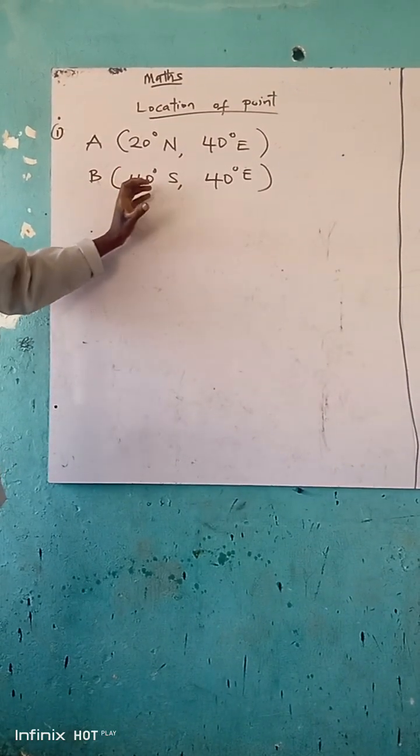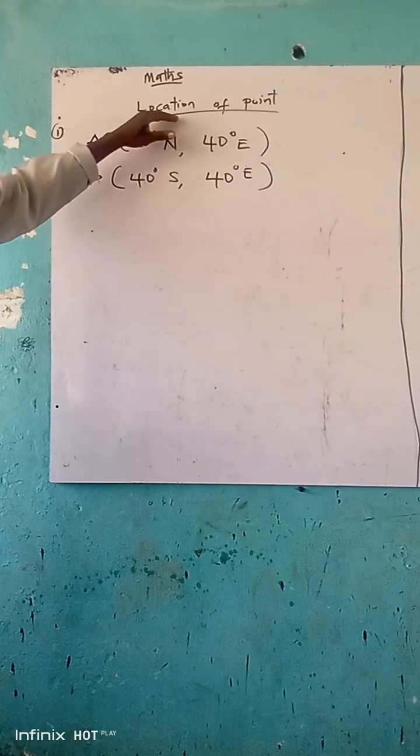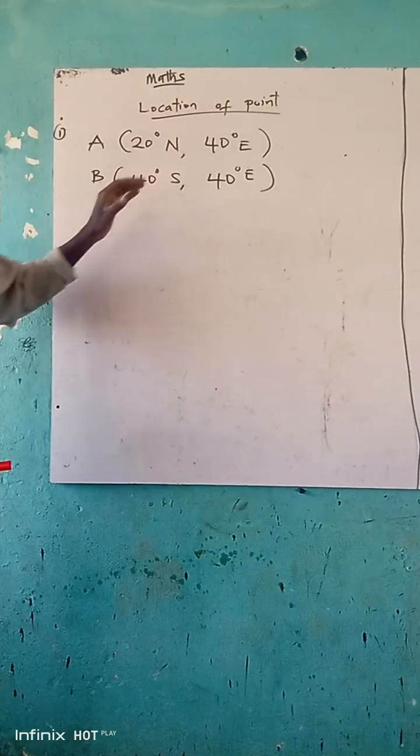Now, in our last video, we made a video on the introduction to longitude and latitude, specifically the introduction to the surface of the earth. So today, in today's video, we are going to look at the location of our points on our globe.